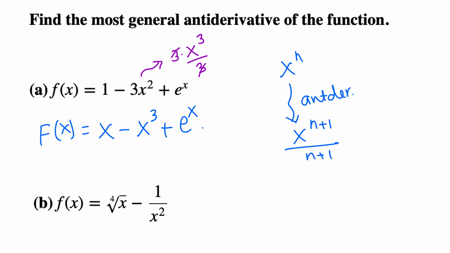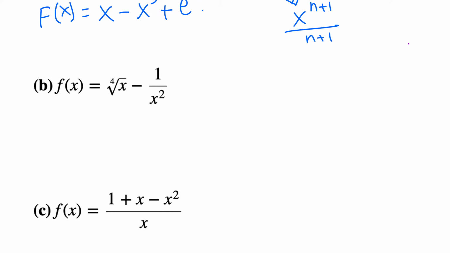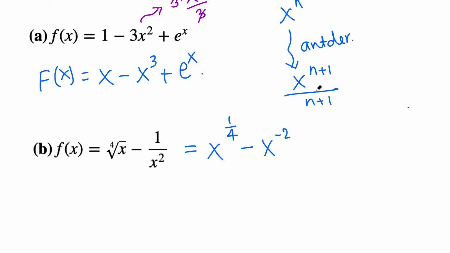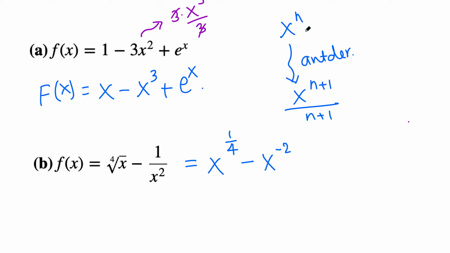Okay, let's do part B. We have the fourth root of x minus 1 over x squared. We have to rewrite this function first. Fourth root means x raised to 1/4, minus, we don't have a rule for fractions, so 1 over x squared, if we move it up, is x raised to -2.